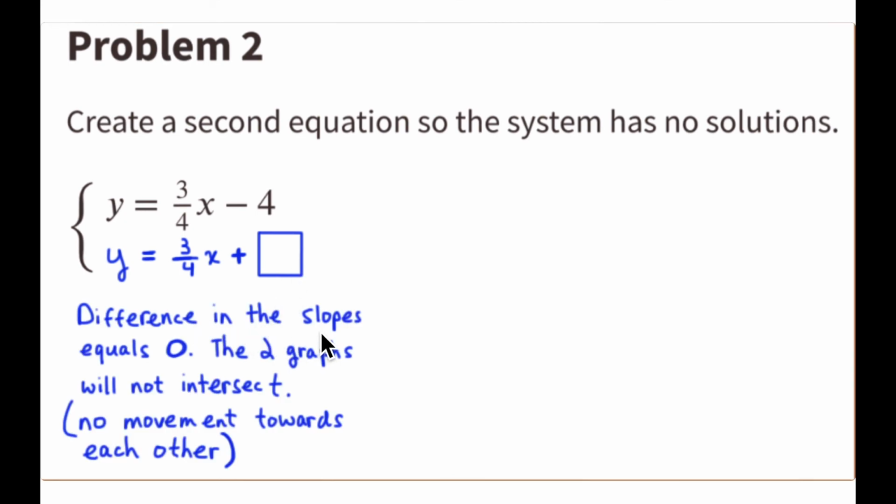The difference in the slopes equals 0, so they're not catching up to each other in any way; they're just moving parallel to each other. The two graphs will not intersect. There is no movement towards each other.